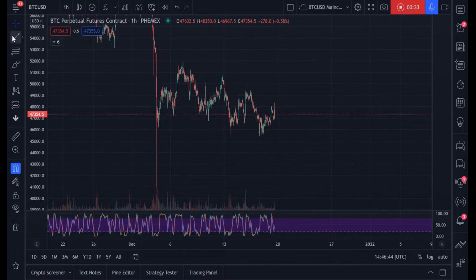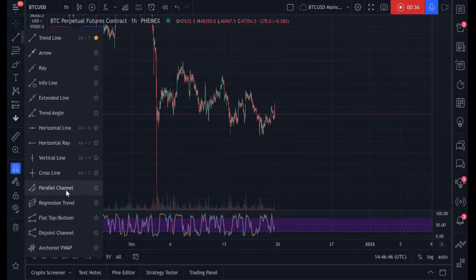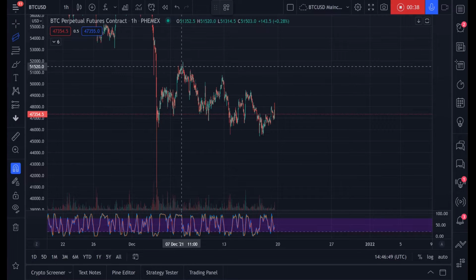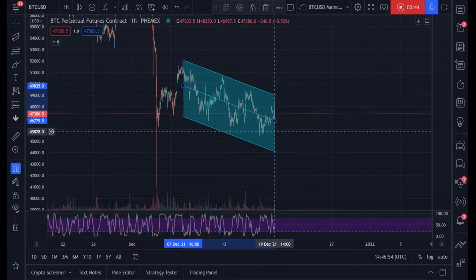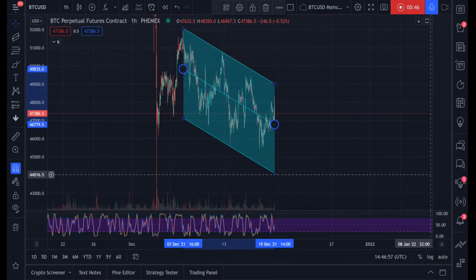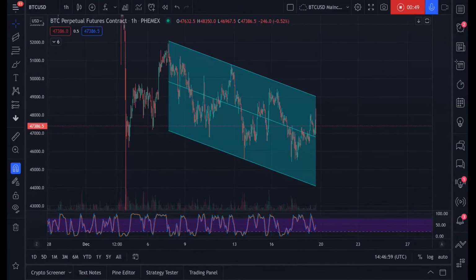Just looking at this in terms of a simple trend, we take our little regression trend tool from the top to the bottom, and we see very clearly a downwards channel, a very, very regular downwards channel with clearly delimited upper and lower boundaries, okay? And this is basically what Bitcoin's been doing for the past 2 weeks.